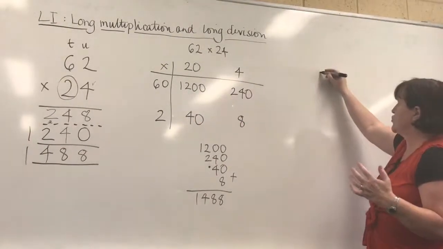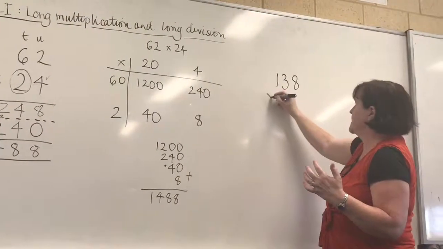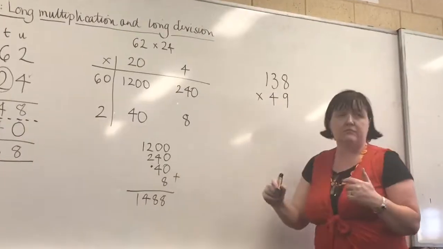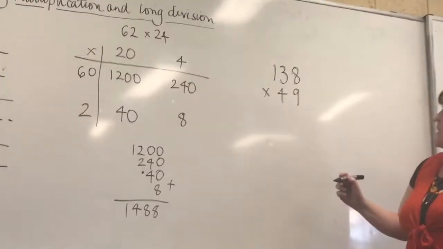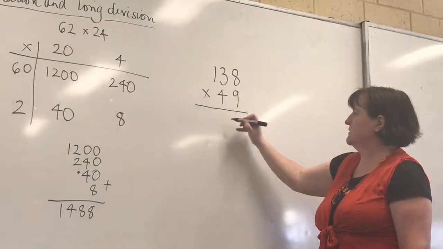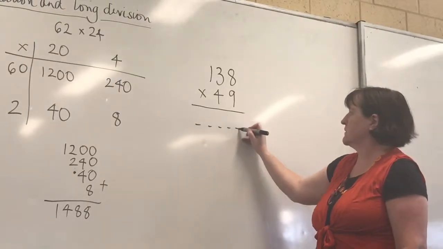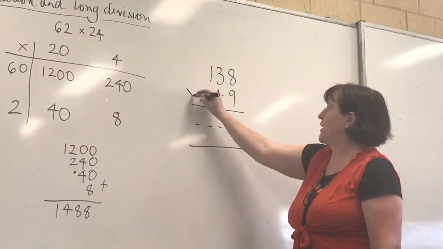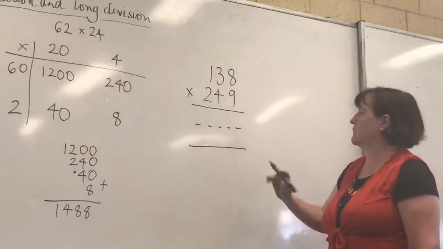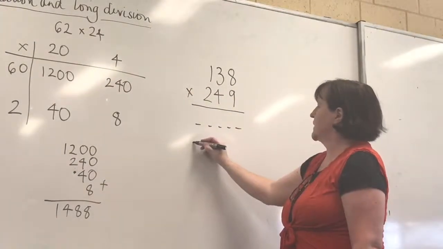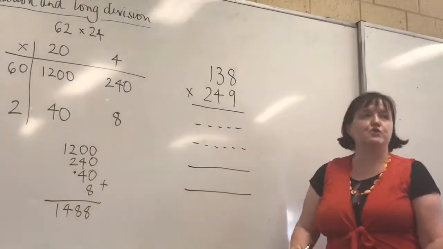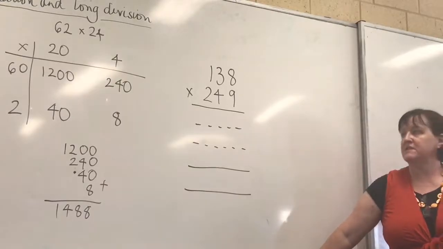Right, so that's just for a double digit by a double digit. So let's do a triple digit, 138 multiplied by 49. Very, very similar. Actually, let's make it by 249. We'll do that. So we've got a triple digit by a triple digit this time.